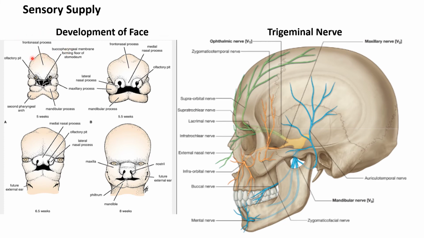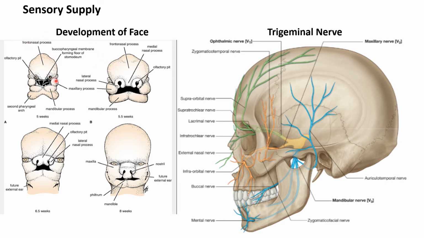One is the frontonasal process, and as the name tells you, it forms a large part of the forehead as well as the nose. Then there are the two maxillary processes and the mandibular process. You can see this is the area of the oral cavity, the place where ultimately the oral cavity would be formed. Various parts of the face are formed by these three processes. The frontonasal process gives rise to the forehead and a part of the nose. The maxillary process gives rise to part of the nose as well as the upper lip, and the mandibular process gives rise to the lower lip. And I'm talking only about the superficial structures.